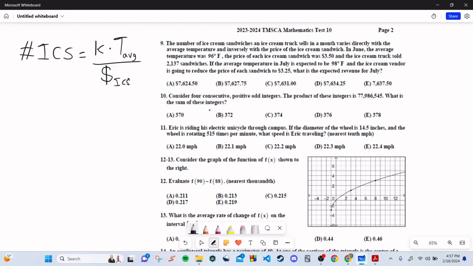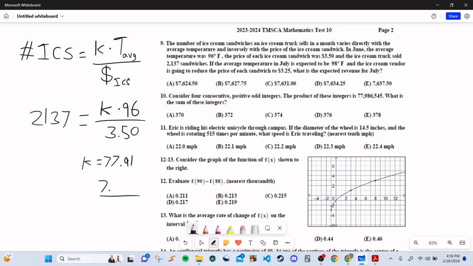Okay, so in June, it's giving us these values. The average temperature was 96 degrees Fahrenheit. The price of each ice cream sandwich was $3.50. And the number sold was 2,137. Okay, so with that, we can solve for our constant, our K. And so our K comes out to 77.91. Okay, and so now it gives us these figures for July. So for the average temperature, let me just fill in my constant here. My average temperature is 89 degrees Fahrenheit.